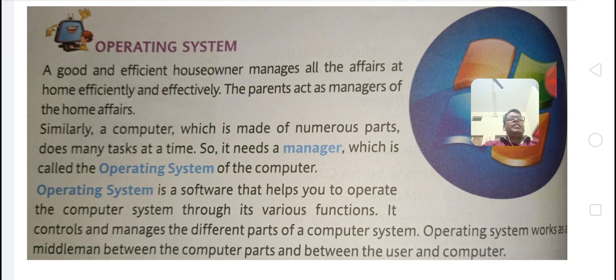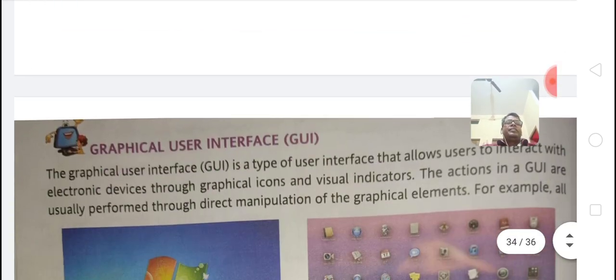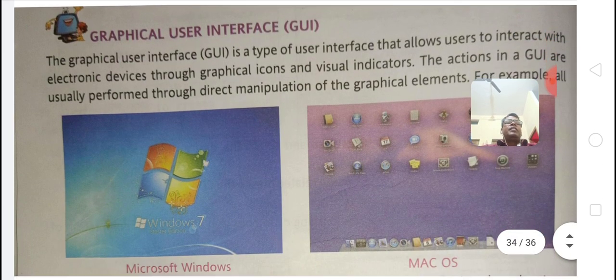Similarly, a computer, which is made of numerous parts, does many tasks at a time. So it needs a manager, which is called the operating system of the computer. Operating system is software that helps you operate the computer system through its various functions. It controls and manages the different parts of a computer system. The operating system works as a middleman between the computer parts, and between the user and the computer.